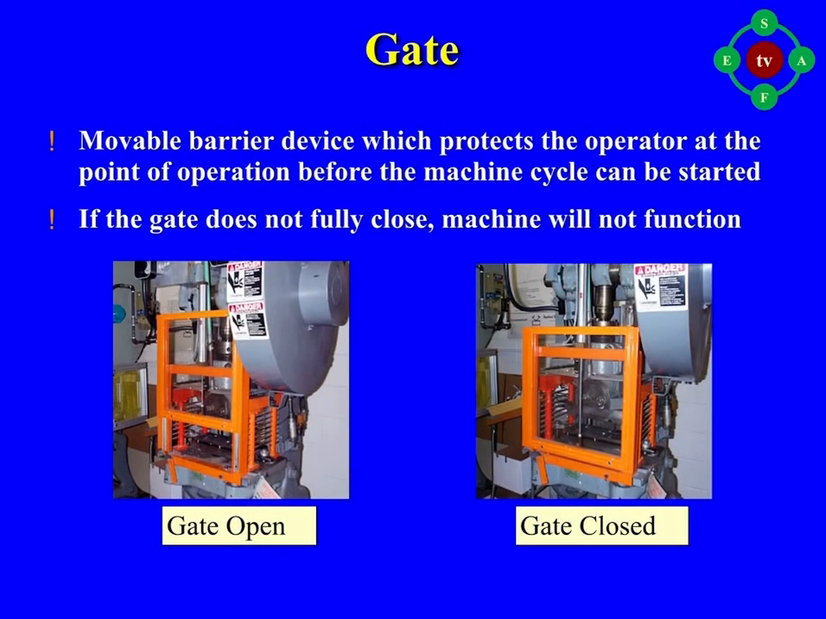Gate. Another potential application of this type of device is where the gate is a component of a perimeter safeguarding system. Here, the gate may provide protection not only to the operator but to pedestrian traffic as well. The movable barrier device protects the operator at the point of operation before the machine cycle can be started. If the gate does not fully close, the machine will not function.